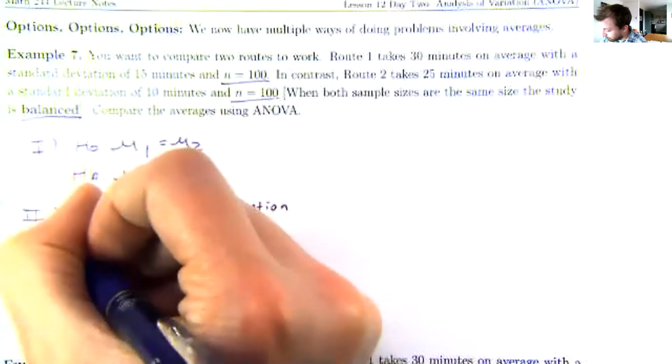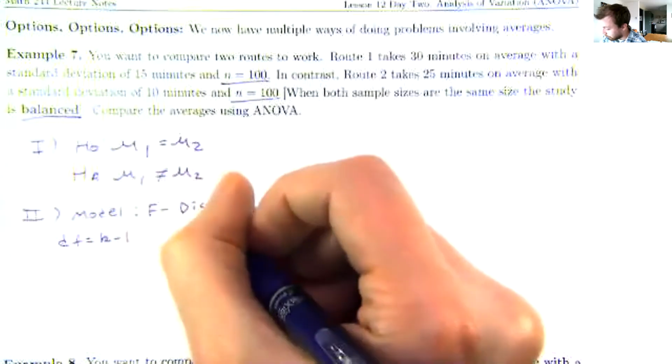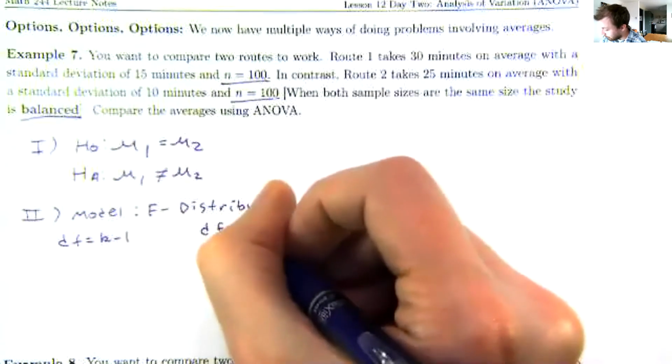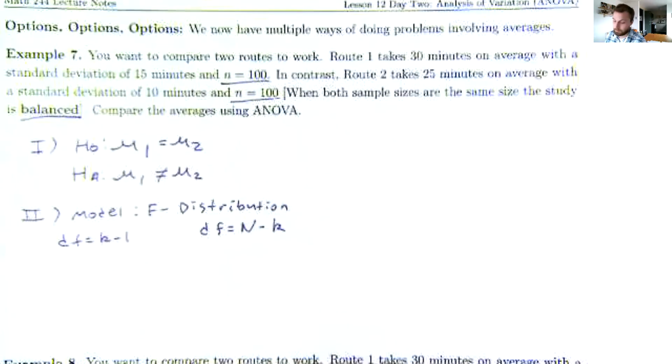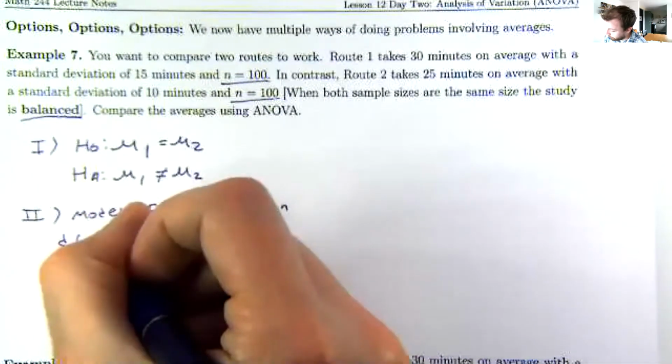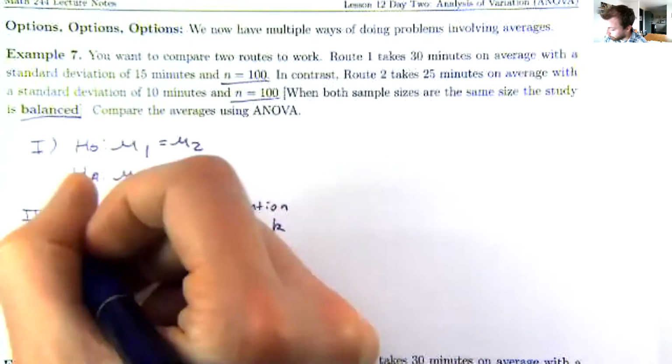F distribution has 2 degrees of freedom. First degree of freedom is the number of groups minus 1. The second degree of freedom is the total number of terms minus the number of groups. I have 2 groups, so 2 minus 1 gives me 1 for one of my degrees of freedom.